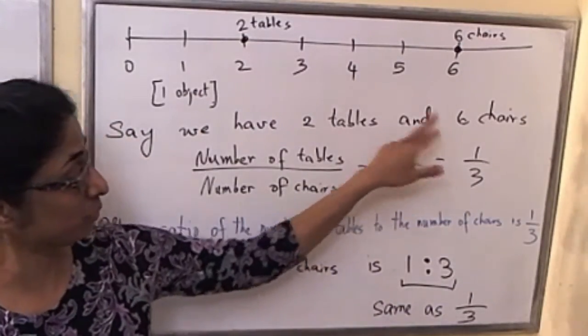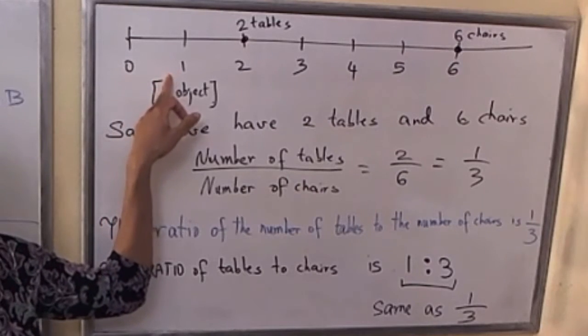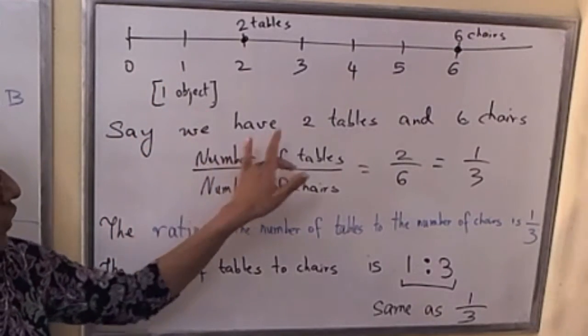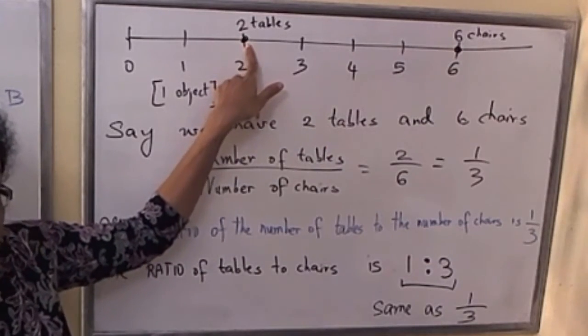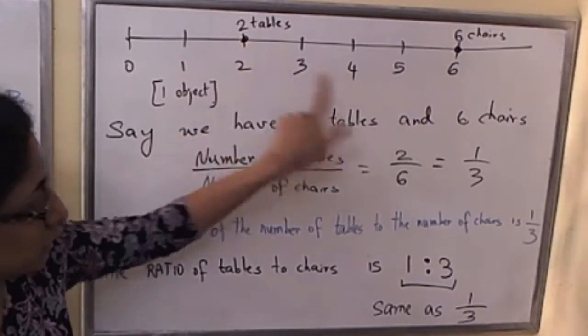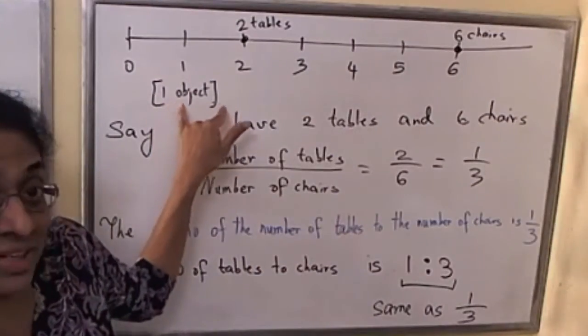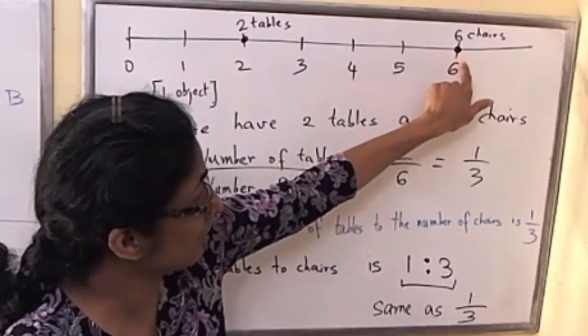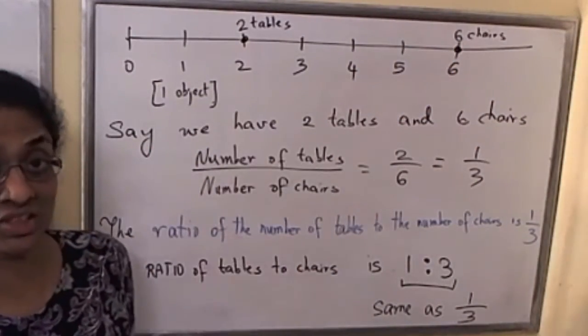Let's look at that information on the number line. On the number line, let the unit 1 denote one object. So 2 tables, that's 2 objects. We could use this point to denote our 2 tables. 6 chairs are 6 objects, so they're measured using the same unit as objects, and thus this point is 6 chairs. So we have 2 tables and 6 chairs.